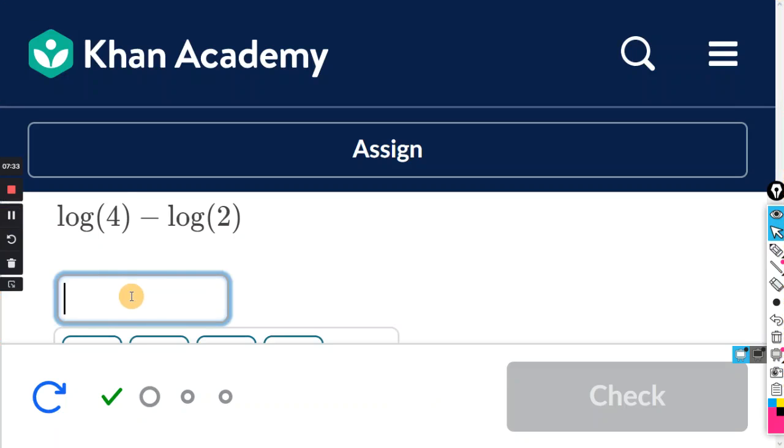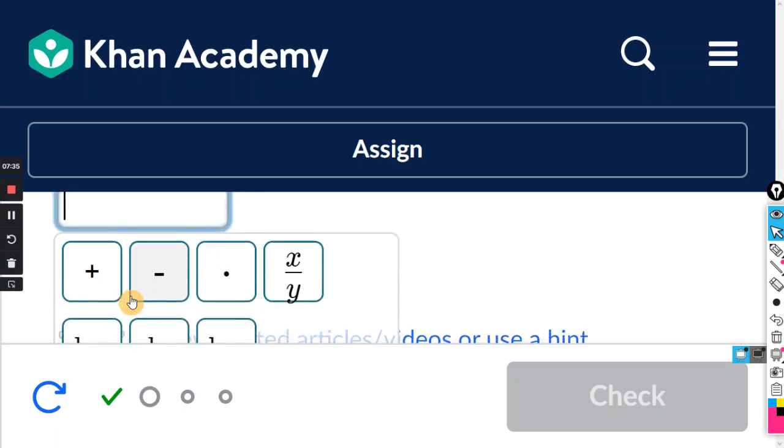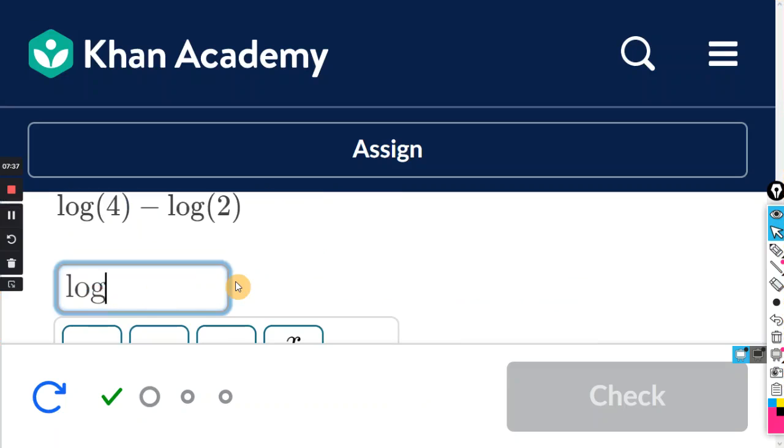So just click in the box. You can type log, or you can click the log button right here. Log of 2.